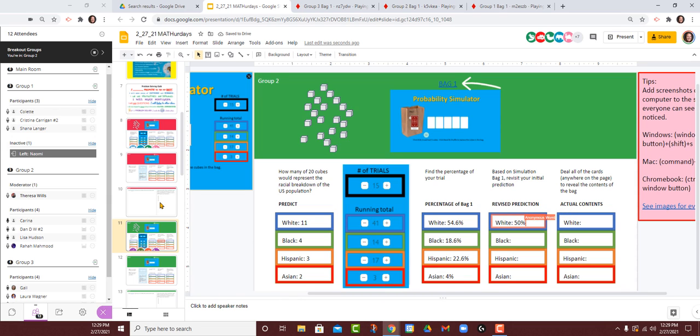4, 18, 22, 4. Wow, we're kind of revised prediction. Actual contents of all the cards.